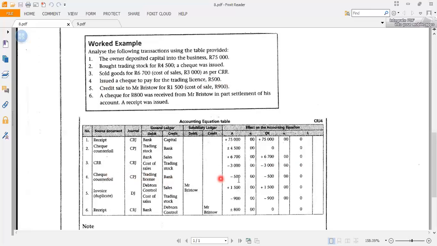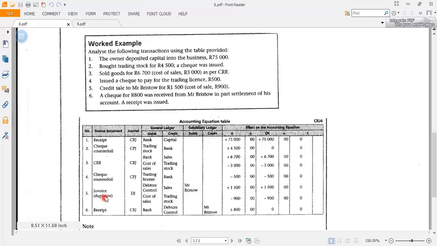So for this case, remember money is leaving the business, so our bank is decreasing by 500, and minus 500 under O. So it's minus 500, 0 under L. Let's look at number 5. Credit sale to Mr. Bristro for 1,500. Again, here's cost of sale, 900. For this particular transaction, there are 2 entries.